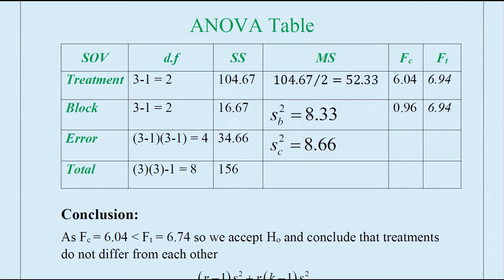And for blocks, 8.33 divided by 8.66, the mean square for error. This is the mean square for error, this is the mean square for blocks, and this is the mean square for treatments. The F computed value is obtained by the mean square for treatments over the mean square for error, and for blocks, the mean square for blocks over the mean square for error. So this is the table value.